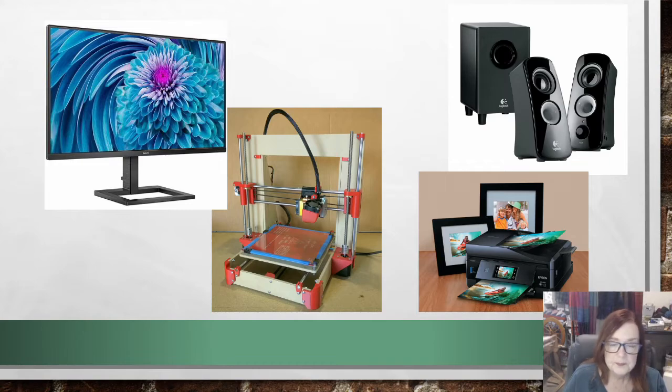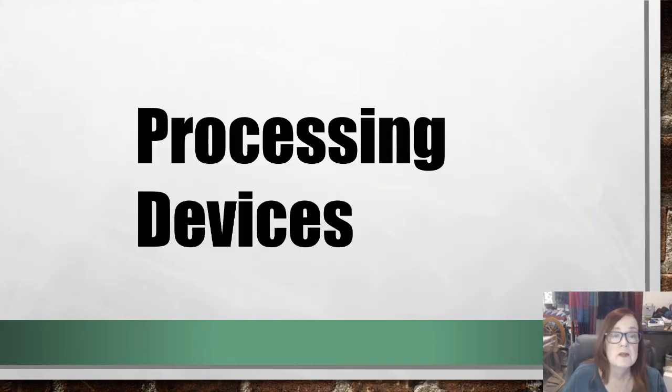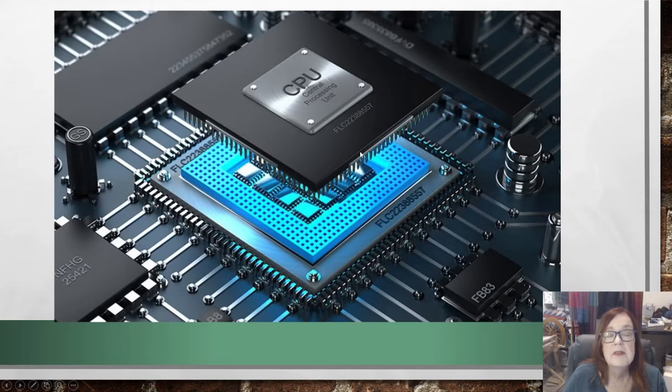Processing devices. Well, we know what we're talking about, the central processing unit for whatever device it is that you're using, whether it be a desktop, a laptop, a tablet, a smartphone. They all have a central processing unit that handles the manipulation of data and converting it into information. Okay? They may look a little different depending on the device, but that's the biggie, the thing.